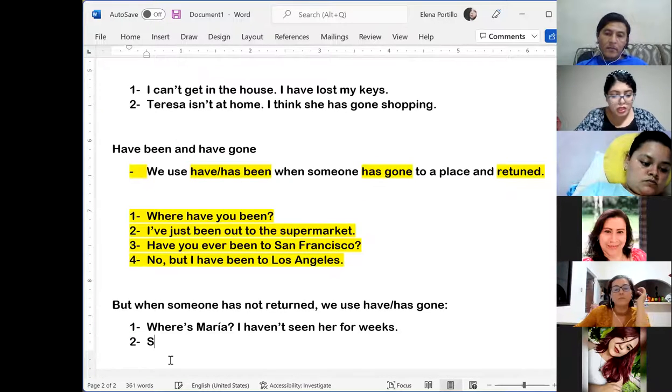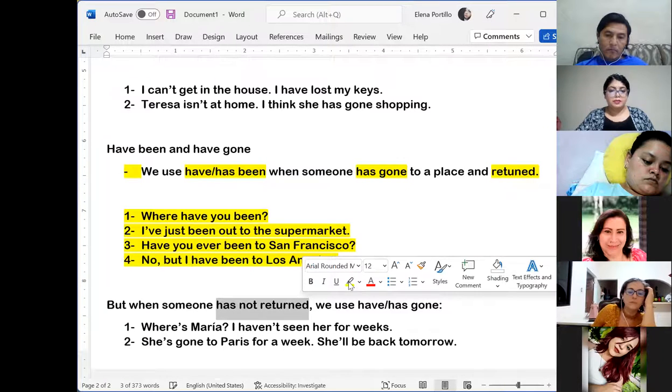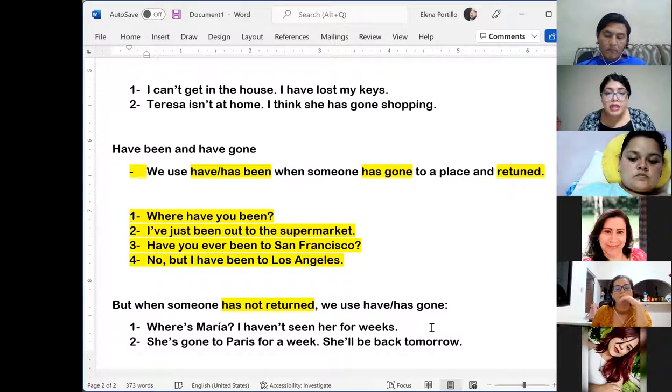And the number two, she has gone to Paris for a week. She will be back tomorrow, maybe. So, someone has not returned. We use have or has gone. So, have and has been is for someone that has gone but returned. And have or has gone is for someone that has not returned.